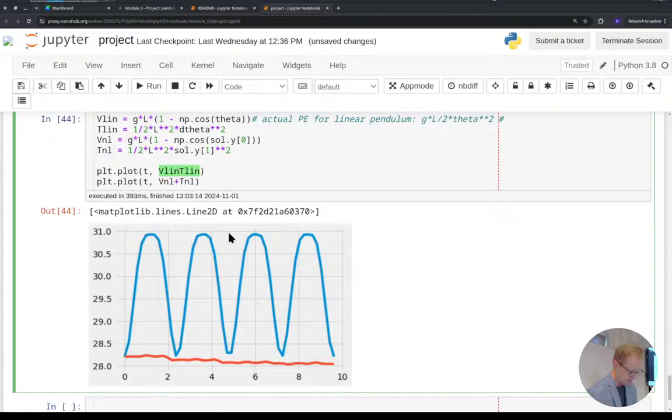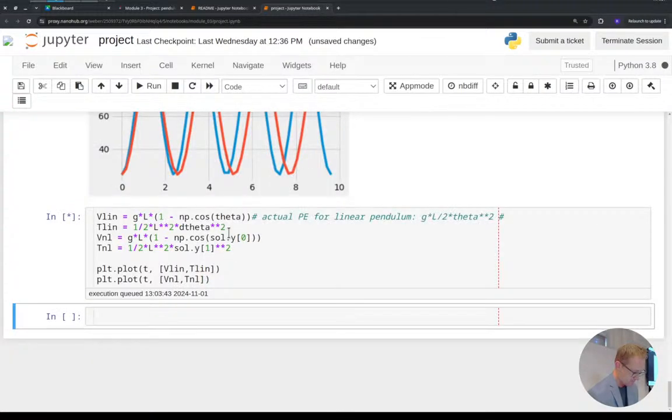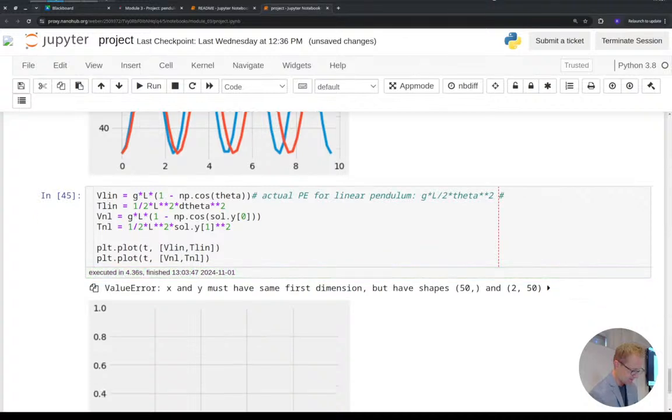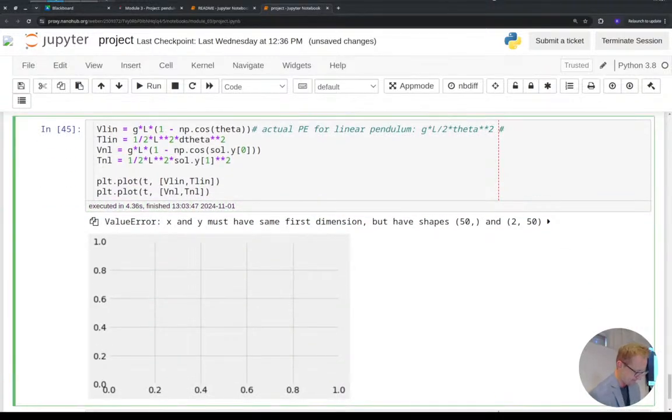And can we do it this way? I don't know if it's going to like me with this. No, it didn't like it.